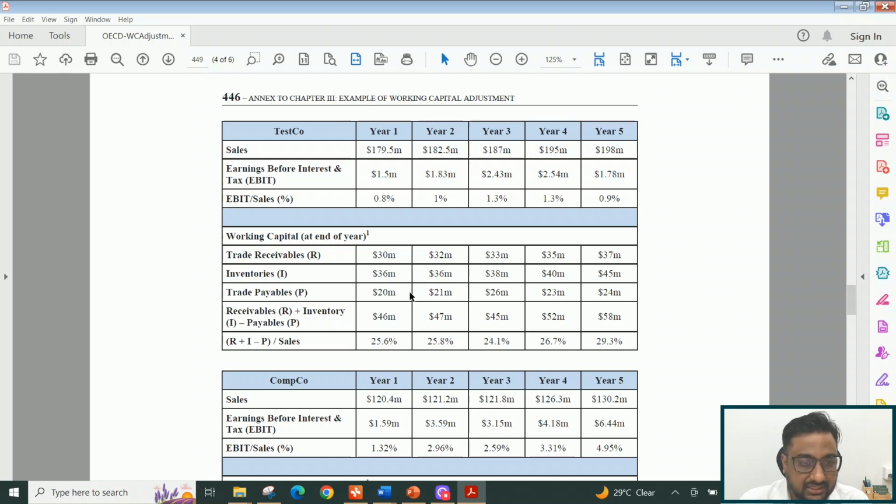Now if you see the difference, the net working capital, let me put it that way, that is receivables plus inventory minus payables, comes to 46 million, and if I divide that by sales, it comes to 25.16%. So this is the working capital to sales ratio, you can say, right? For each and every year, this ratio has been computed. This is what the first step is that they are trying to say.